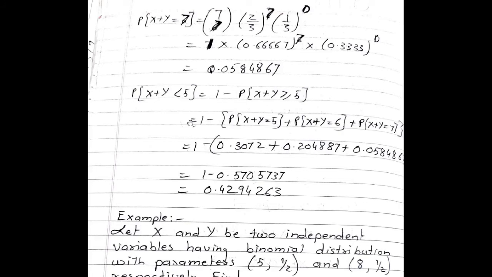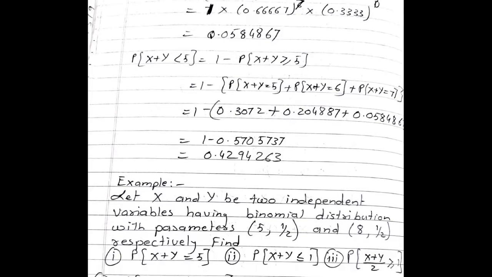So probability X plus Y less than 5 is equal to 1 minus probability X plus Y greater than or equal to 5, which is equal to 1 minus probability X plus Y equal to 5 plus probability X plus Y equal to 6 plus probability X plus Y equal to 7. So which can be considered as 1 minus 0.3072 plus 0.2048887 plus 0.0584867, which is equal to 1 minus 0.5705737. So the final answer comes out to be 0.4294263.